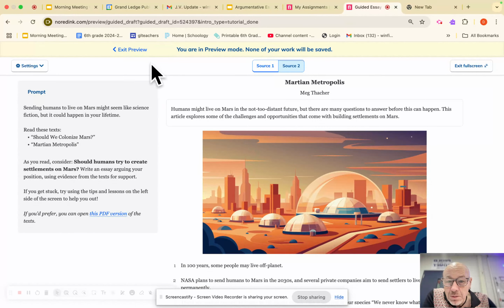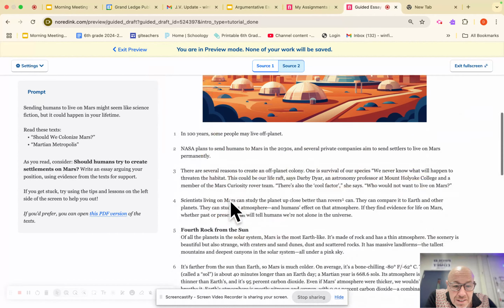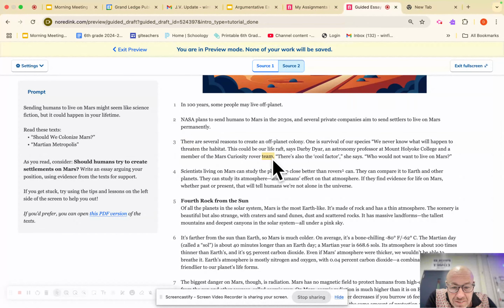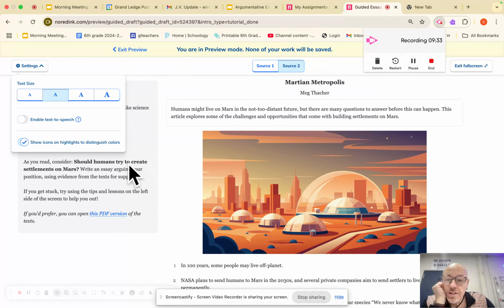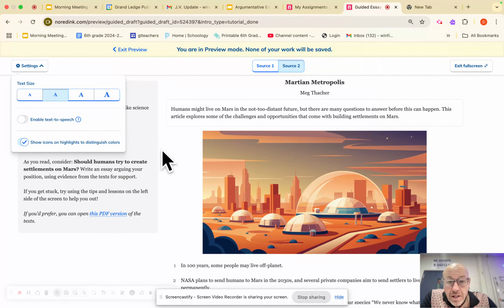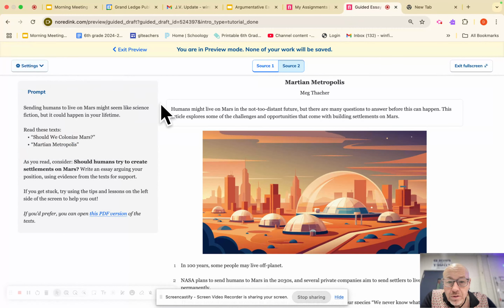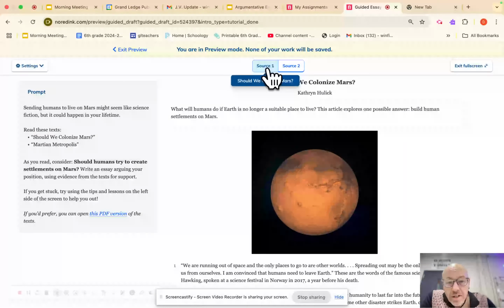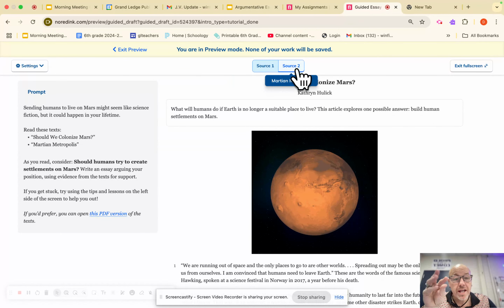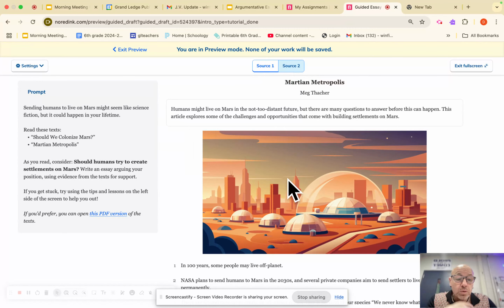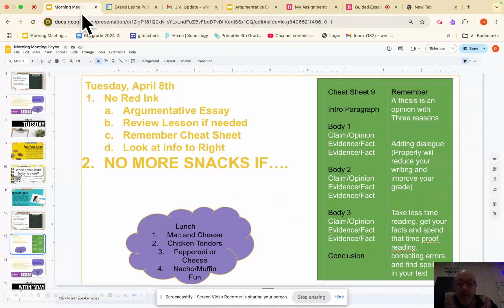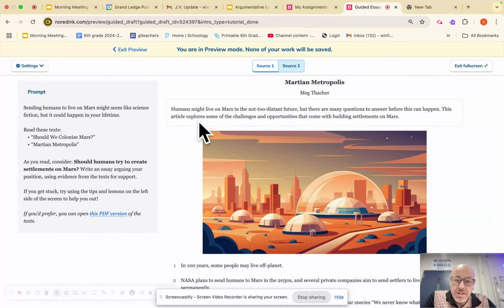Let's make this a little bit bigger. Now, one of the things that you have here is you can enable text to speech, so it will read for you. And of these 2 articles, one has more information. Source 1 has the smaller amount of information, and then source 2. The goal is to read through there and find evidence and opinions to help support you following this format right here. Now, what happens is this.